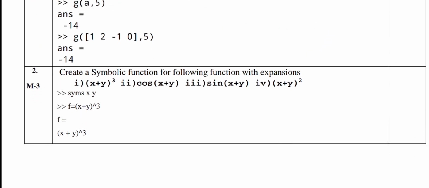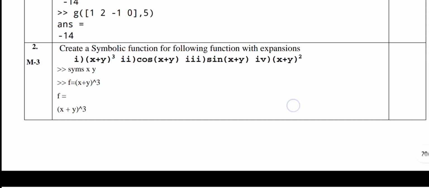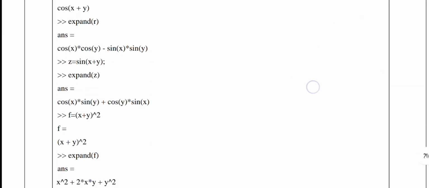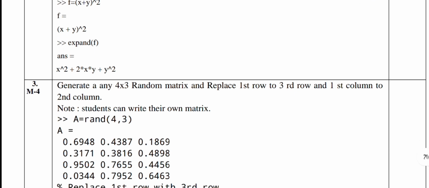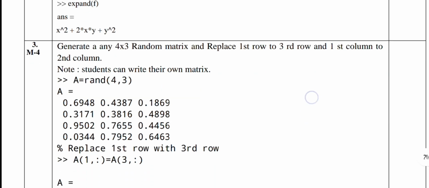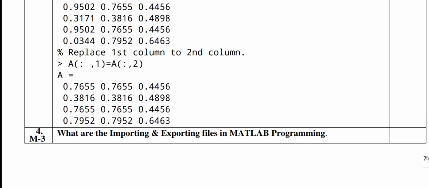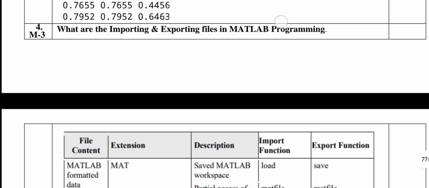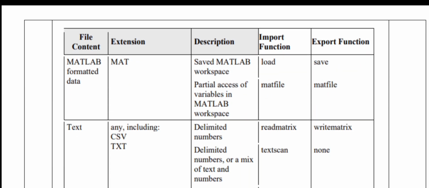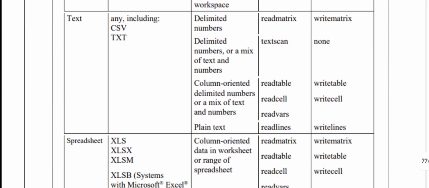Create a symbolic function of the following function with expansion. Generate a 4 by 3 random matrix and replace the first row to third row, first column to second column. What are importing and exporting files in MATLAB programming? Here a table-wise description is given, so note it down.